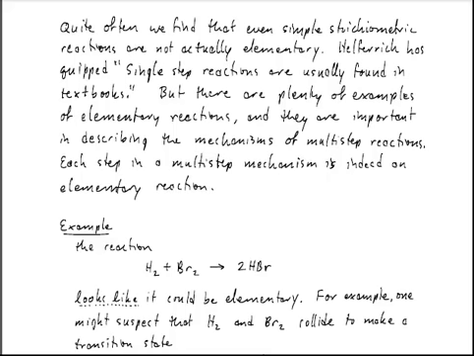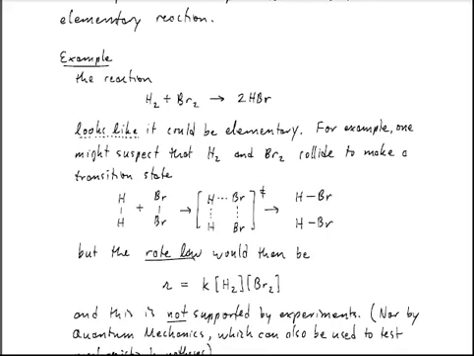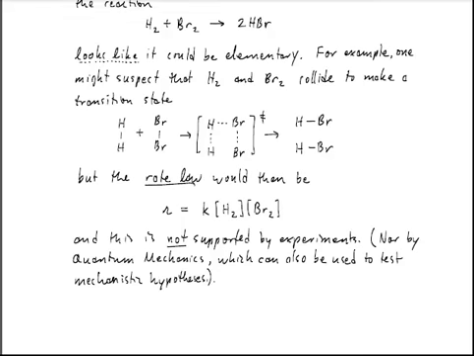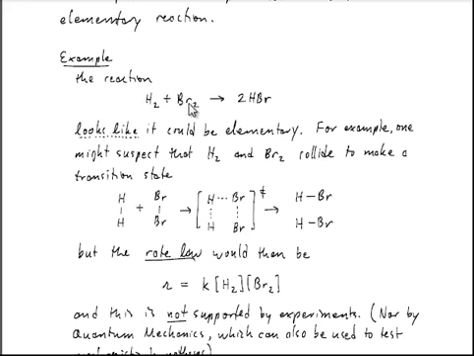So an important example is the reaction between hydrogen and bromine gas to make hydrogen bromide. Okay, so this looks like it could be an elementary reaction. You could certainly imagine a case where you arrange the two molecules like this, and then the bonds between hydrogen and bromine begin to break and form new bonds between hydrogen and bromine, going through a transition state looking something like this to leave you with two hydrogen bromide molecules.